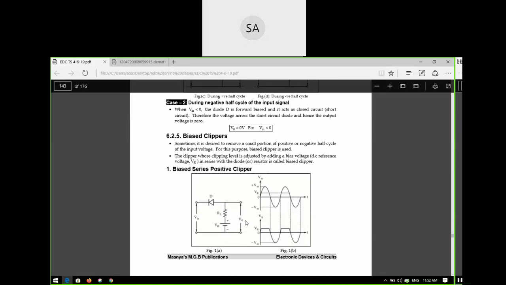Short circuited means what is the output voltage? Vo equal to Vin, very good. Vo equals Vin, because it is short circuited. Whatever your output voltage is, it is equivalent to the input voltage. So this portion is the same as your input side. This portion and this portion are the same.